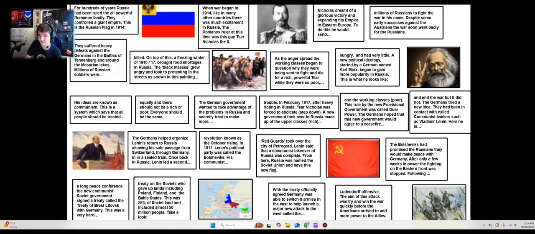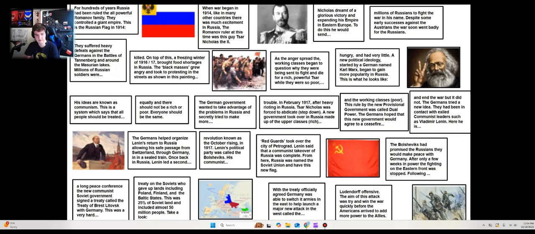The Germans tried a new idea. They had been in contact with exiled communist leaders such as Vladimir Lenin, here at the bottom left. The Germans helped organize Lenin's return to Russia, allowing his safe passage from Switzerland through Germany by sealed train. Once back in Petrograd, Lenin led a second revolution known as the October Rising in 1917, where Lenin's political party was called the Bolsheviks. His communist Red Guards took over the city, and Lenin said that the communist takeover of Russia was complete.